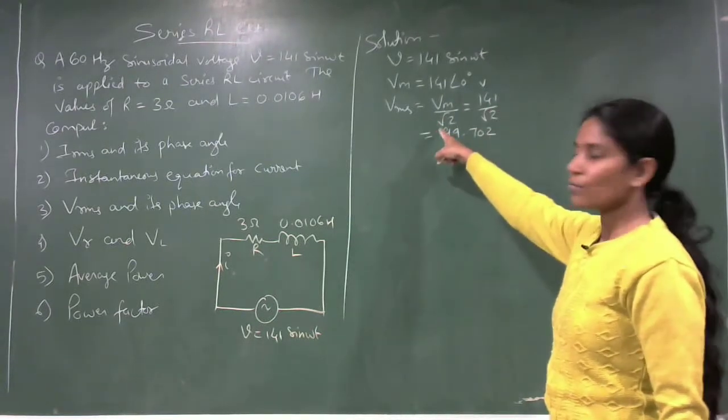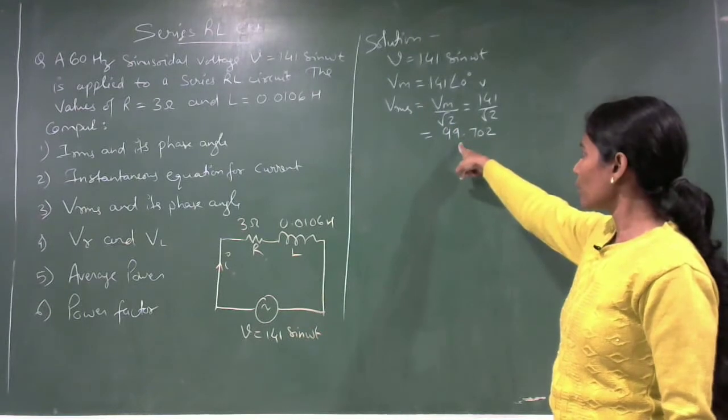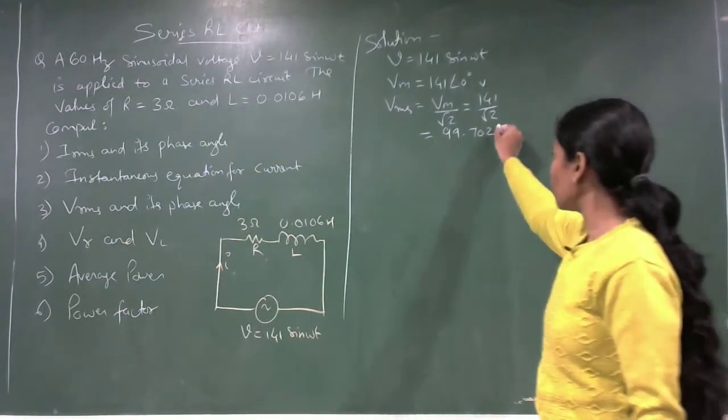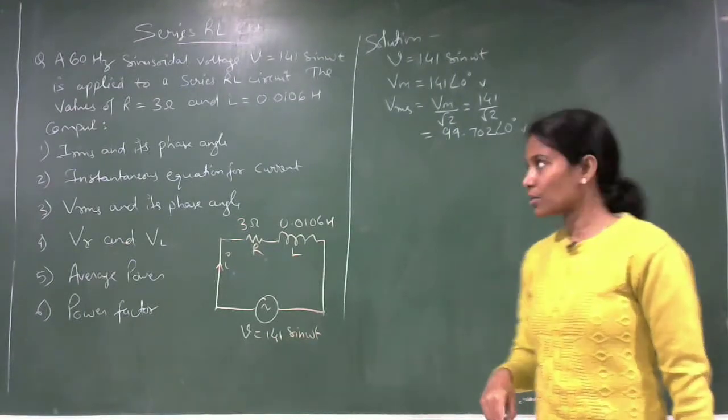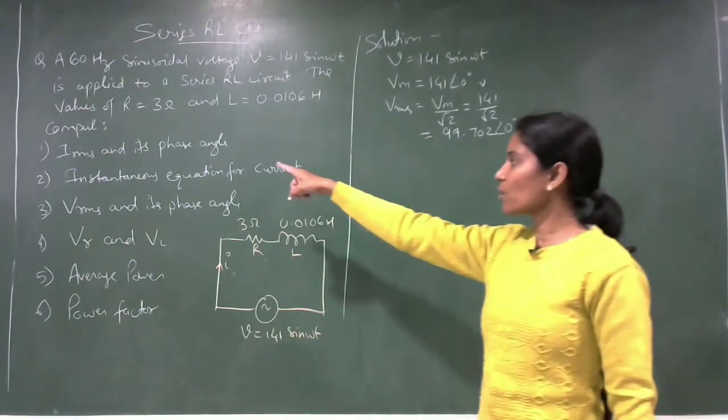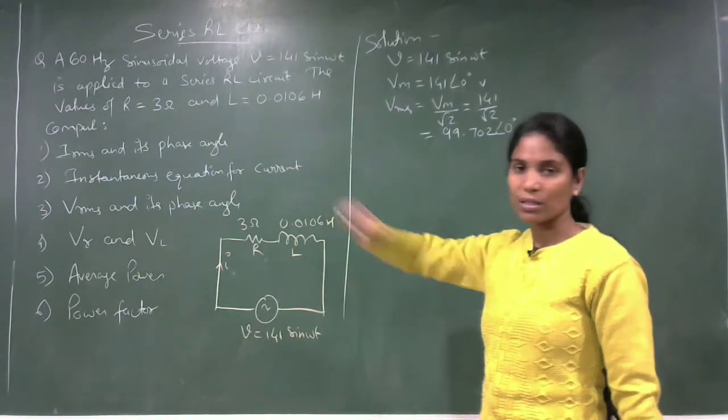So this is the RMS value of voltage we are getting, Vm by root 2, that is 99.702. Again, the phase angle will be the same. This is the value for RMS voltage. Right? So the first bit is what? We have to get the value of IRMS with its phase angle.